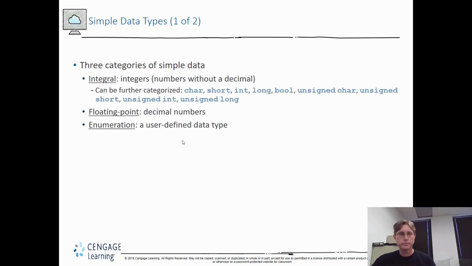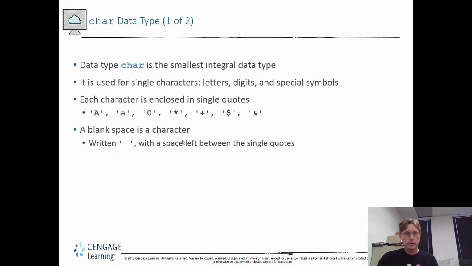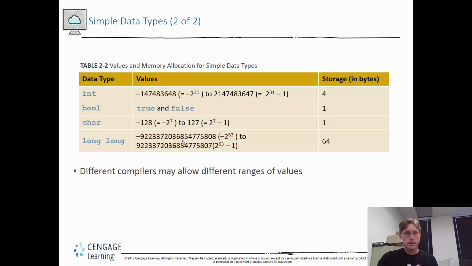All right. So here we're going to focus mainly today on the simple data types. Within the simple data type category, you have some other smaller categories: integral data types, floating point data types, and enumerated data types, right? So integral data types, I guess we don't have a separate slide on that.